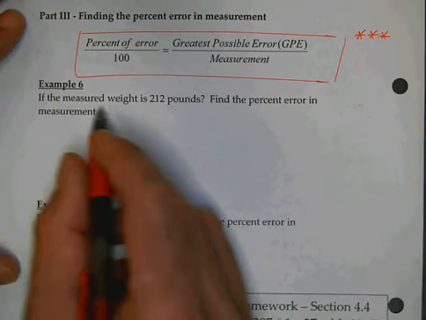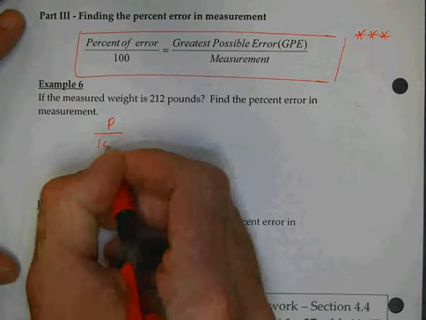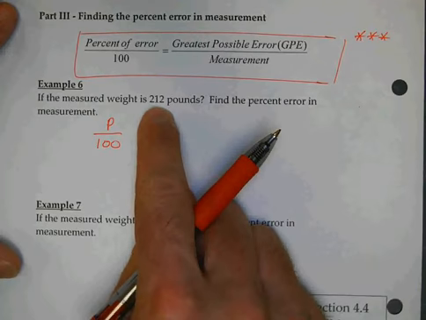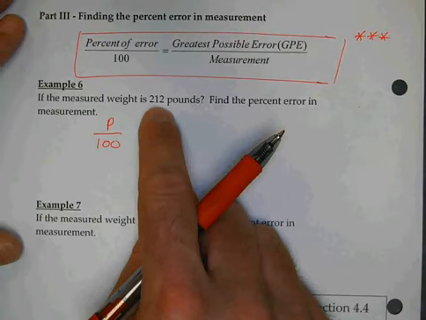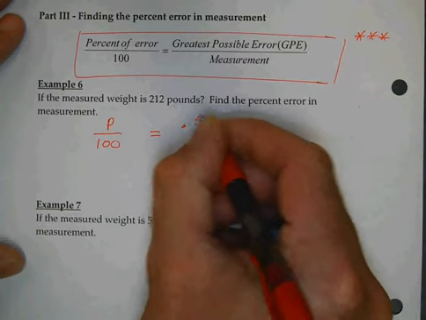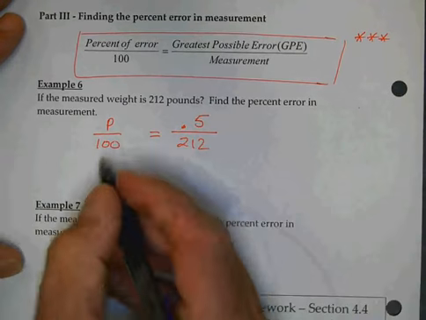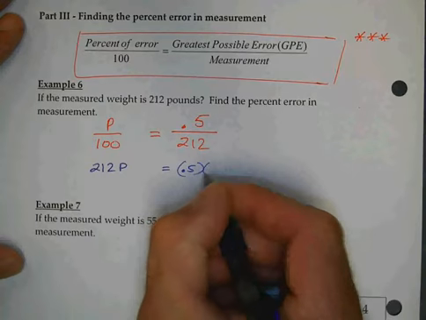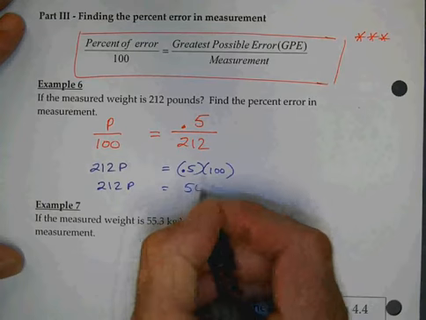Let's fill these in. If the measurement weight is 212 pounds, find the percent error in the measurement. So it's going to be P over 100 equals, now from what we learned on the previous slide, what's the GPE on that? What's the greatest possible error on 212? 0.5. Well done, Dylan. 0.5 divided by the measurement, which is 212. Cross multiply. 212p equals 0.5 times 100. So 212p equals 50.